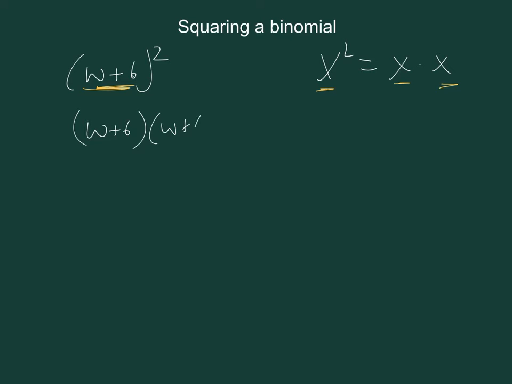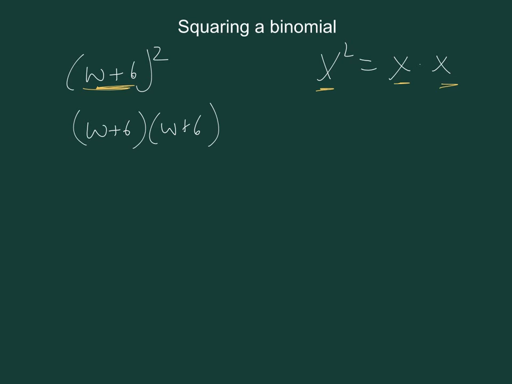Okay, so this is just squaring a binomial. Basically, if I have w plus 6 and its quantity squared, that's the same as saying x squared. And we know x squared is just x times x. But in this case, w plus 6 is x. So it would really be w plus 6 times w plus 6.